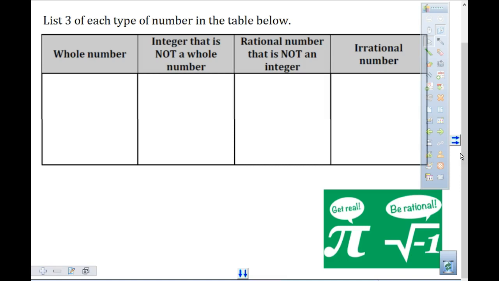So I want you to list 3 types of numbers in each of the categories here. Okay? So if you need to look back at that initial list of what a whole number is, then it says an integer that is not a whole number, a rational that is not an integer, and then irrational. So I want you to just take a few minutes.